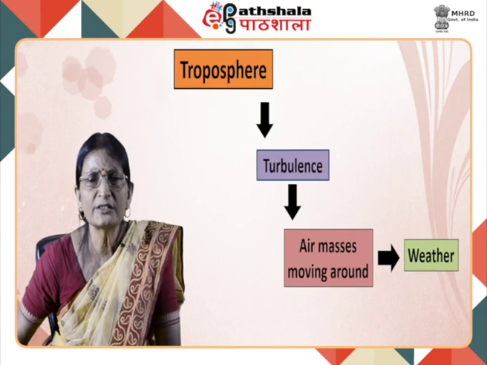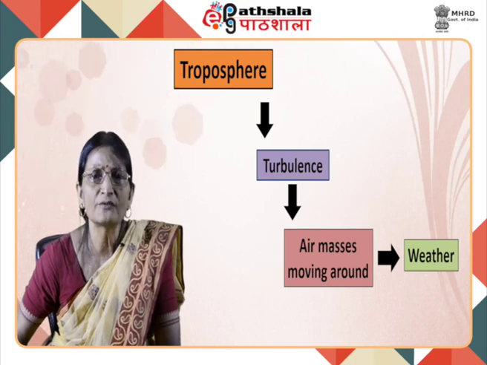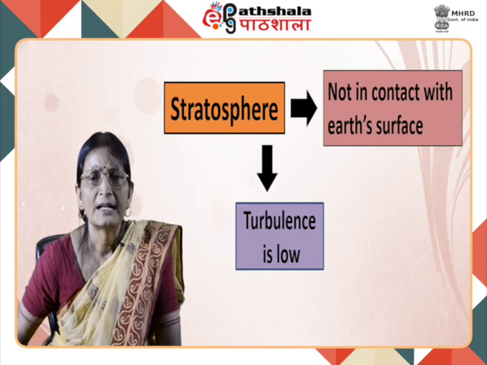The troposphere is characterized by turbulence. This is because there are air masses moving around, and that is what gives a place its weather, the movement of air masses, and along with that water vapor.